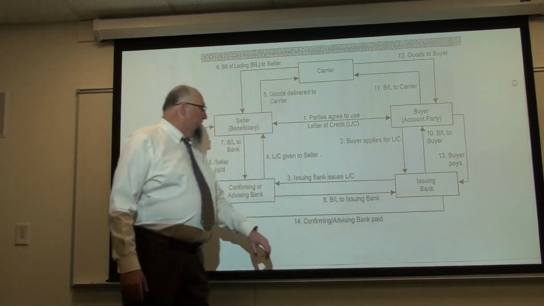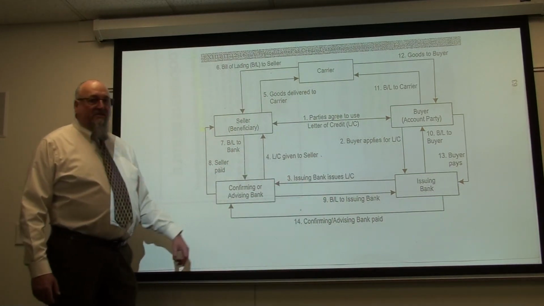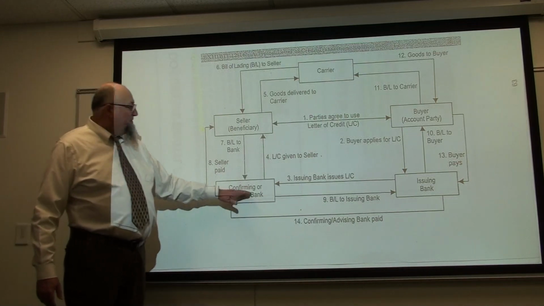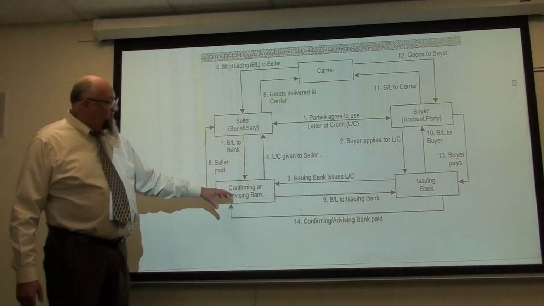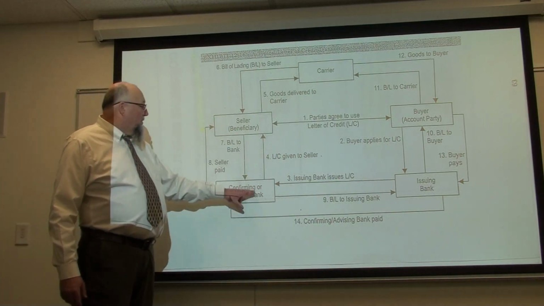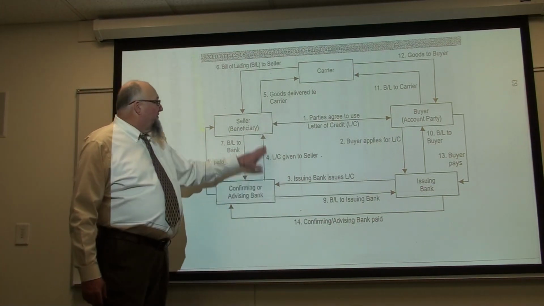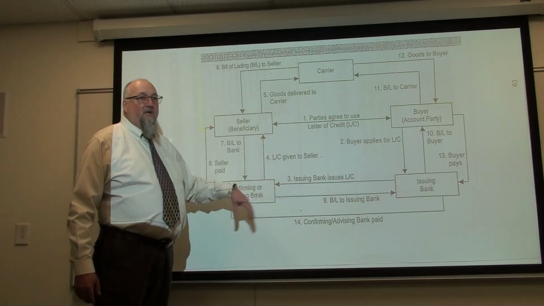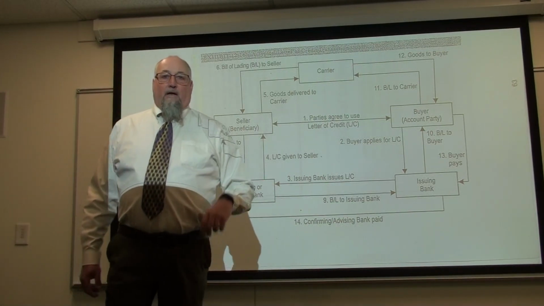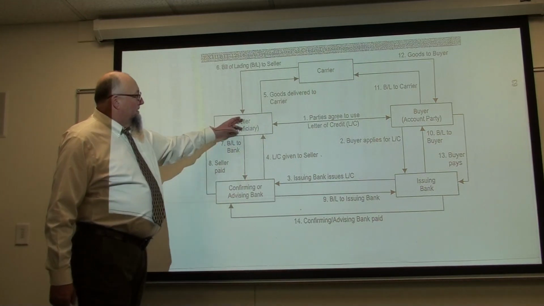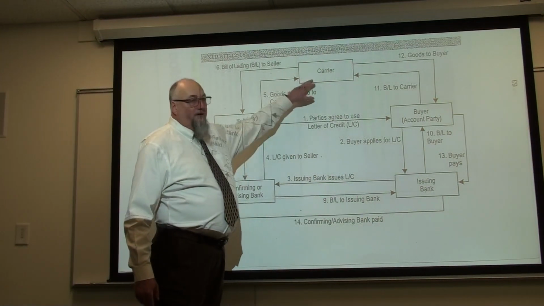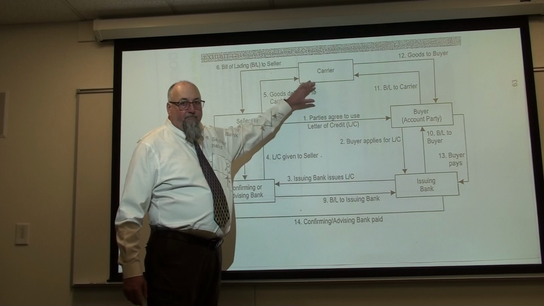My bank then issues a letter of credit and transmits a copy of that to the seller's bank, the confirming or the advising bank. You may have more than one bank there. So at that point, the seller's bank notifies the seller that they have received the letter of credit, and the seller can go ahead then and deliver the goods, number 5, to the carrier, to the shipping company.